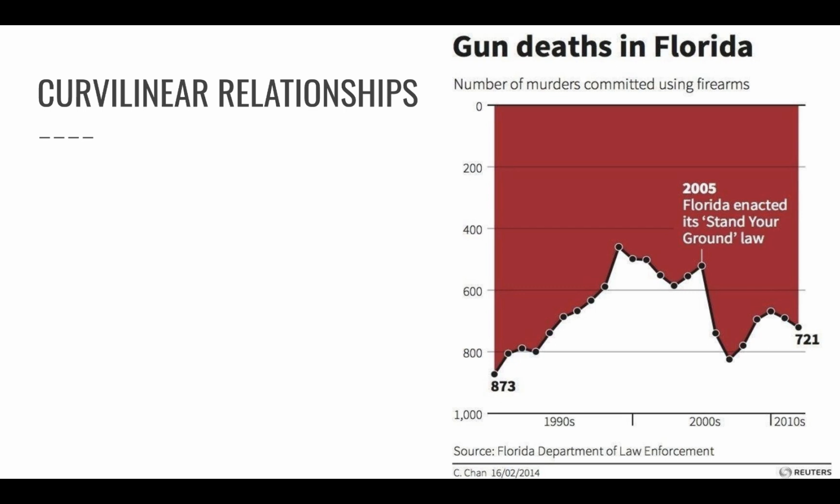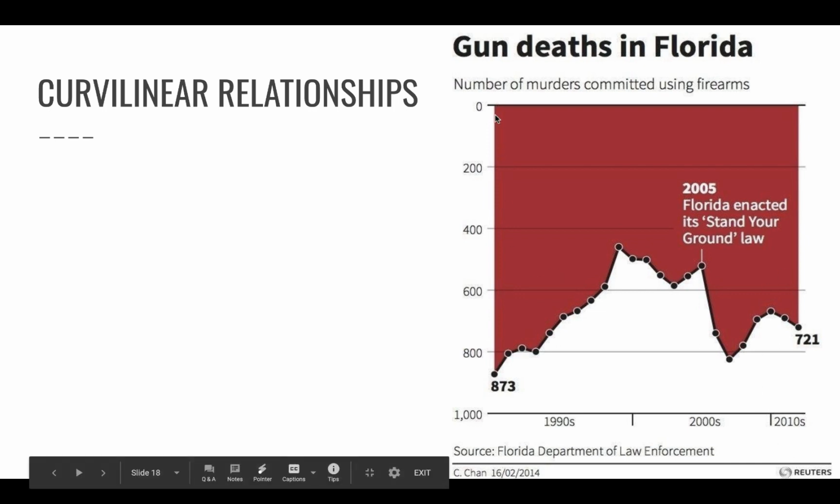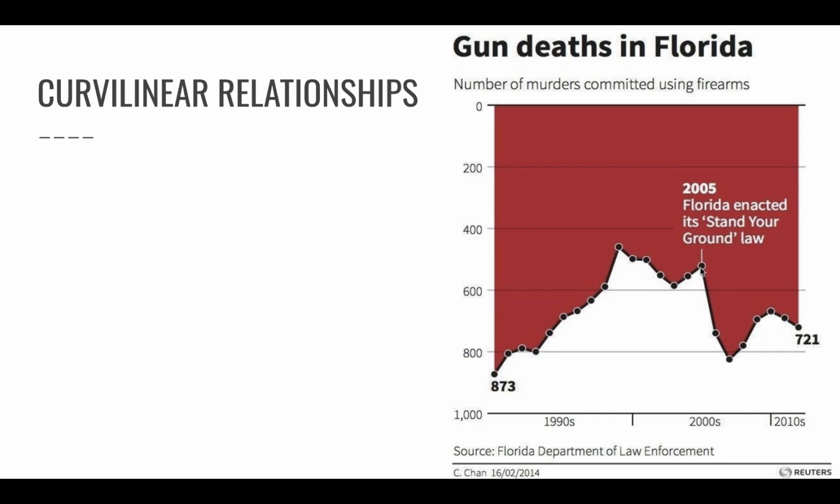Another example of a curvilinear relationship is this graph, which is pretty interesting. This is a chart showing the gun deaths in Florida, the number of murders committed using firearms over the years. And you can see that at a certain point here in 2005, Florida enacted its Stand Your Ground law, which is a law that is more lenient towards the use of firearms. And you can see that after Florida enacted that law, the amount of murders suddenly went down, or seemingly went down. It crashed.